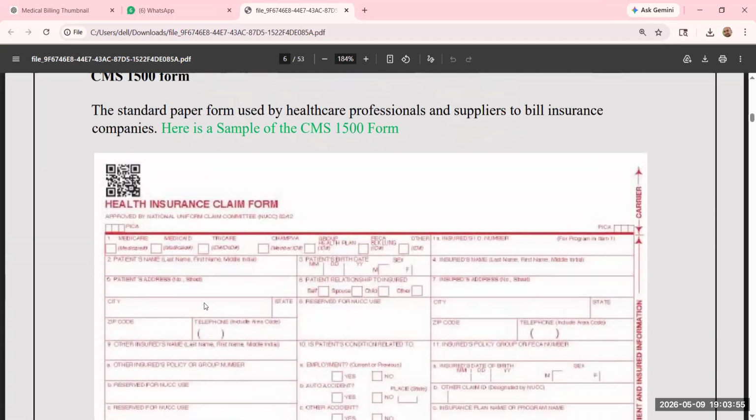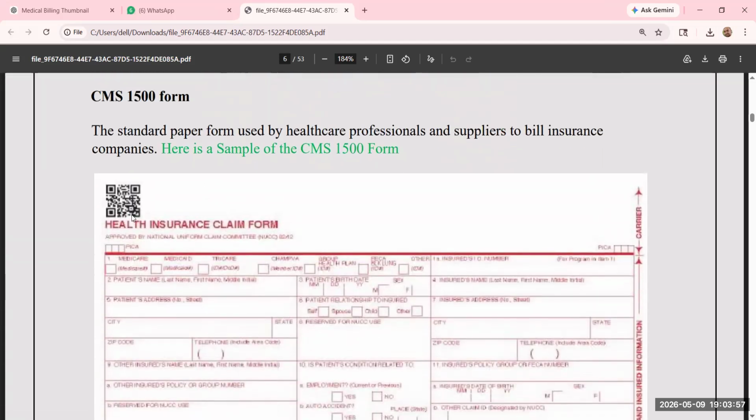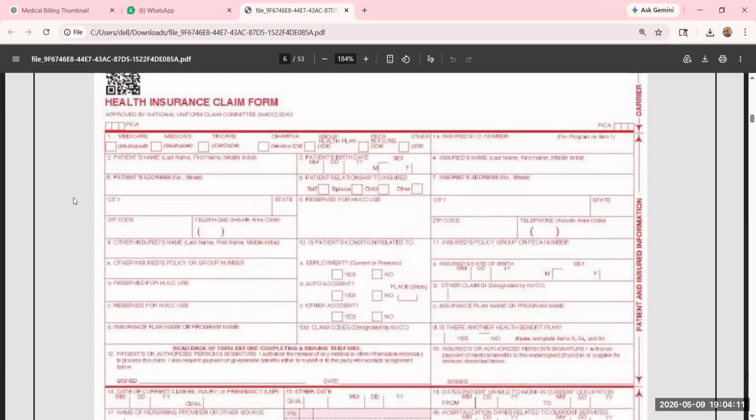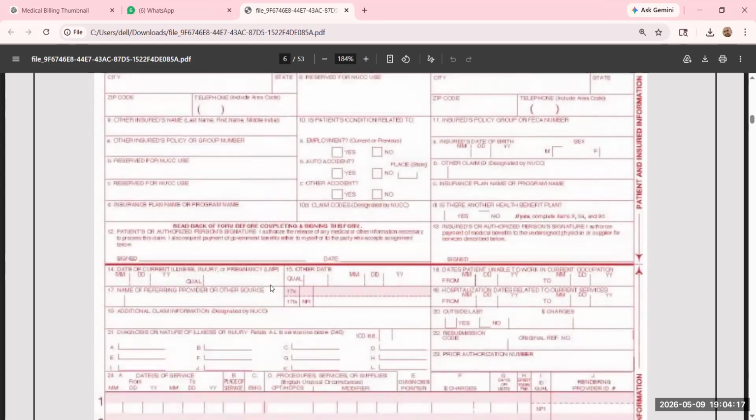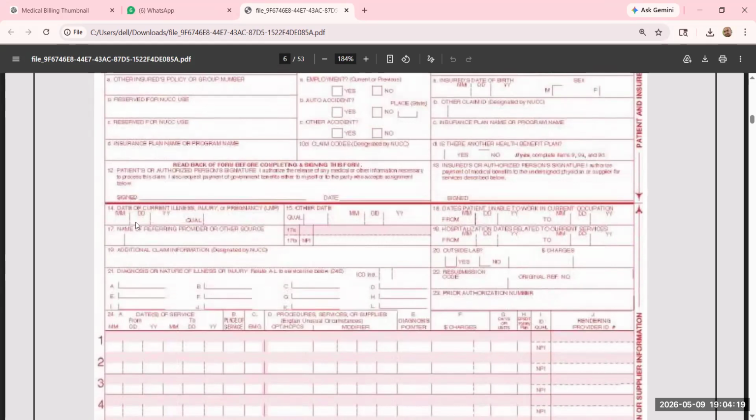For the CMS 1500 form, we are giving a visualization here so you can understand what the CMS 1500 form is. It is the standard paper form used by healthcare professionals and suppliers to bill insurance companies. Here is a sample of the CMS form, the insurance form. You will see the insurance details, the patient information, city, zip codes, all details are there. Here you will see box 14, name, physician, all details.